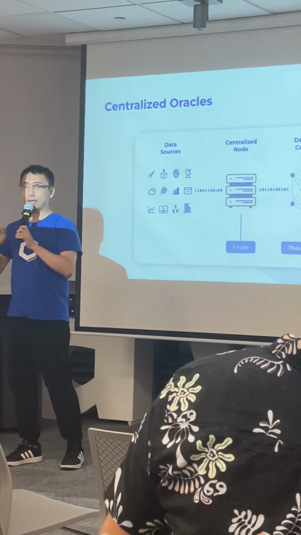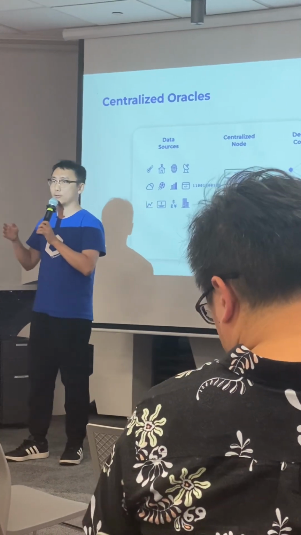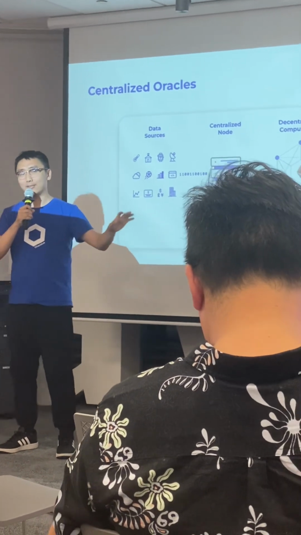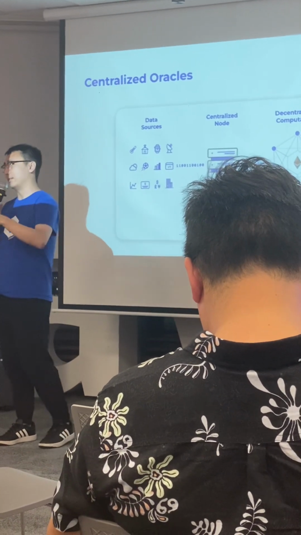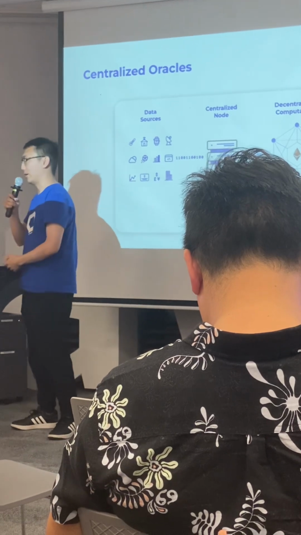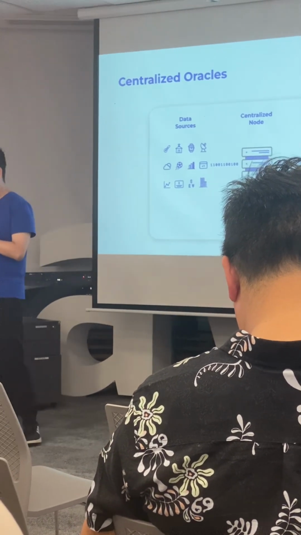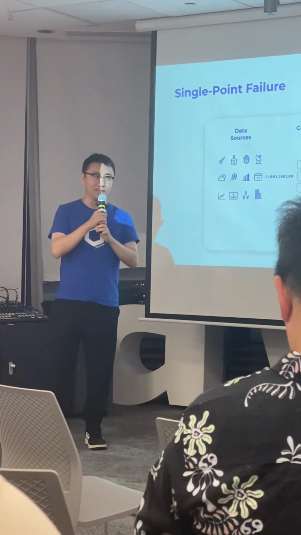And if this request is detected by the off-chain server, the server will just get data from its own data sources and then write this data back to the smart contract. That is the Oracle. Pretty straightforward, right? But here is a problem called a single point failure.